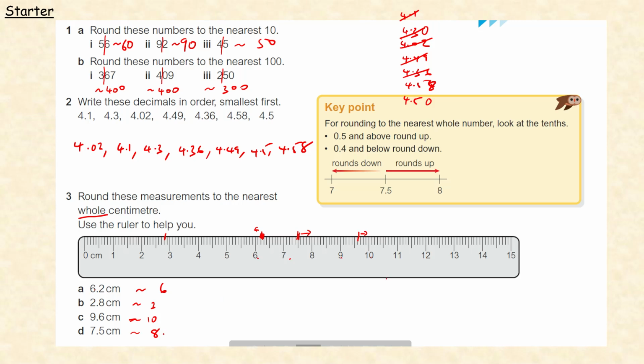So what I want you to do now is to make any corrections needed with your work, RAG, and put a comment then about your work. Once you've done that, hit play again and we'll look at rounding to decimal places. So hit pause now.